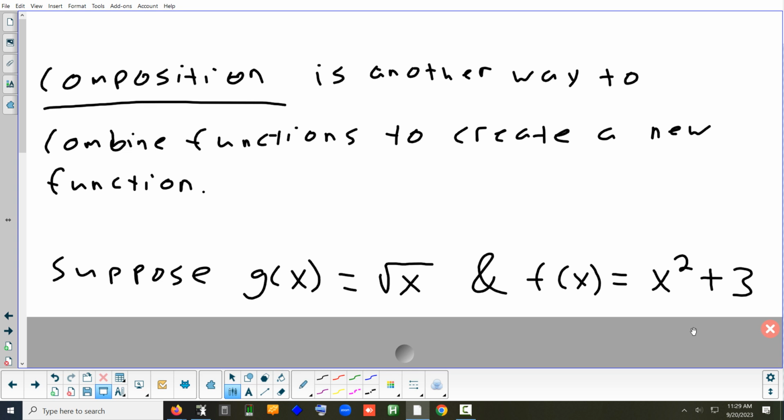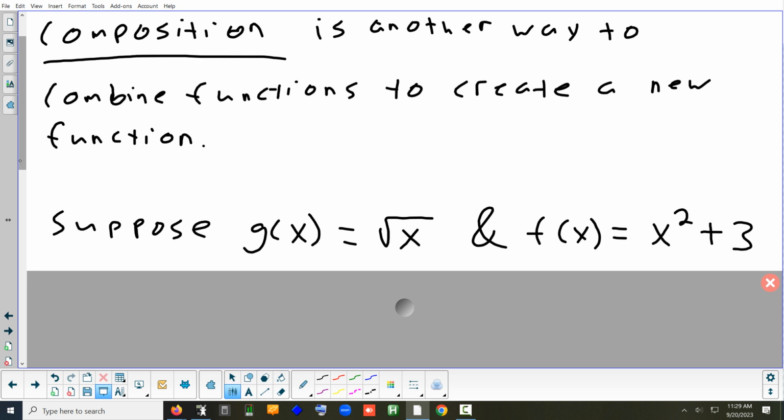And the basic idea of composition, the simplest way I can say it, is you're plugging one function into another. That's composition. You're plugging one function into another. Normally, we plug a number into a function. Well, you're plugging a function into a function. That's composition. And we'll try it with these two.